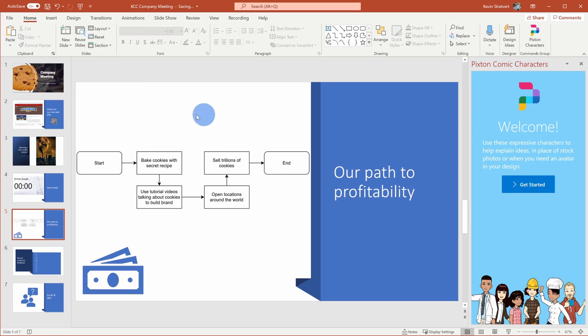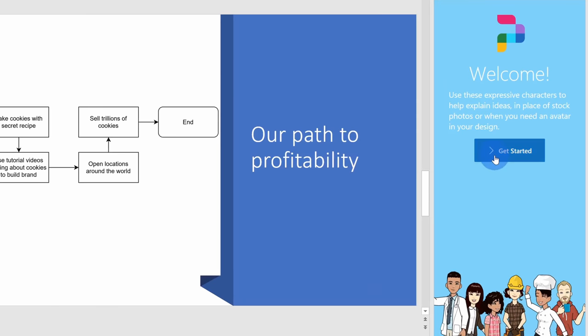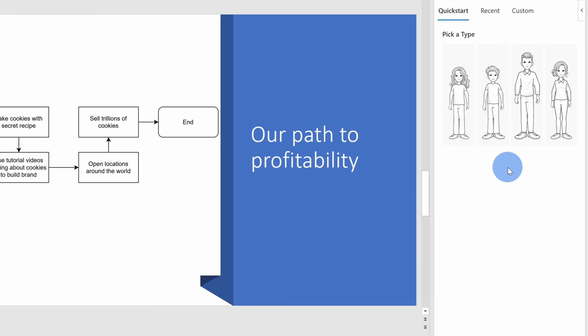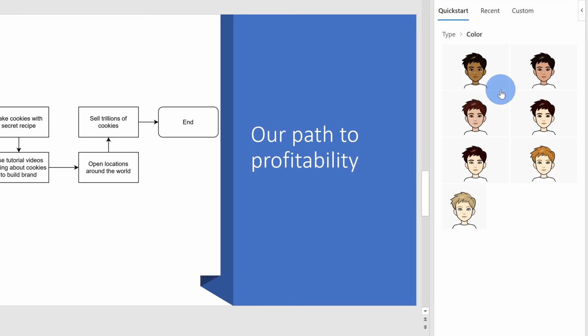Now with this slide where I talk about our path to profitability, this is a really exciting plan, but I don't know if a flowchart on its own really communicates that. Instead, I want to use a comic character to help reinforce that message. To get started, let's click right over here on this button. And first off, I can choose the type of person. I'm gonna go with this one right here.